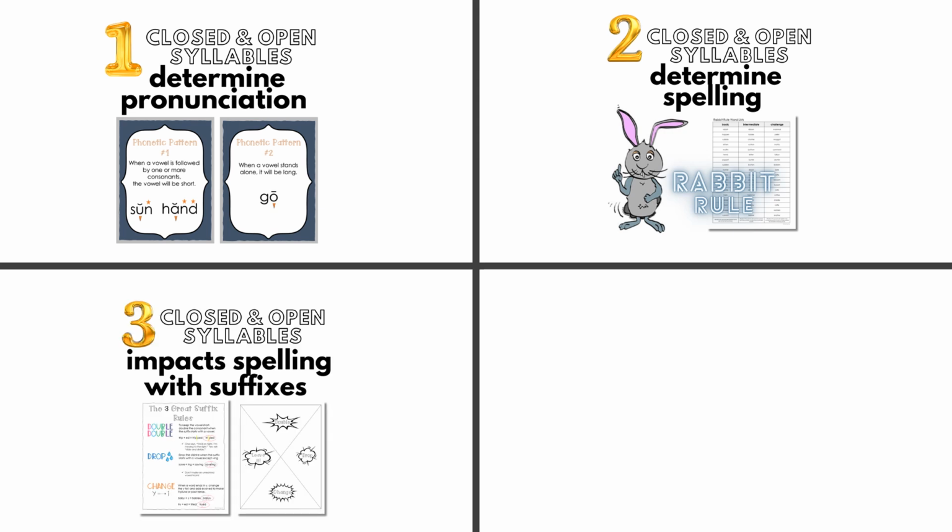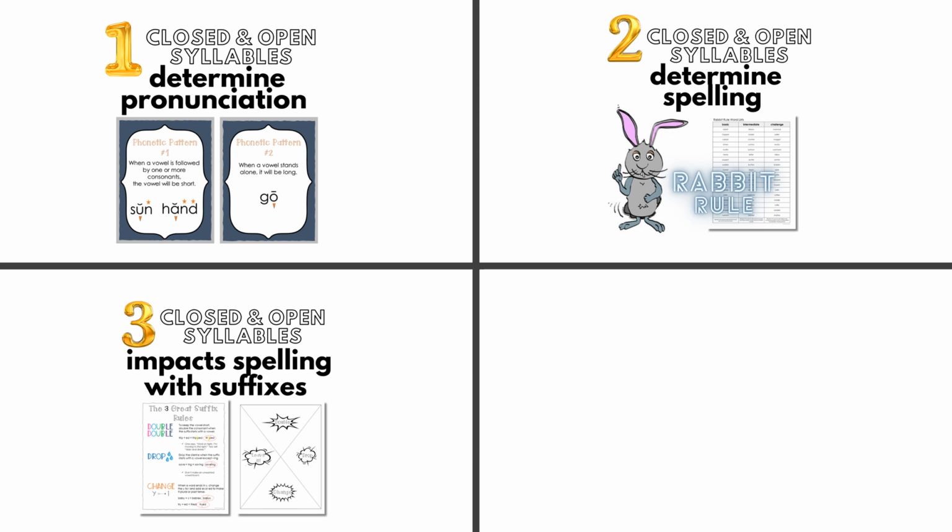Closed and open syllables often impact spelling when we get to morphology and when we're adding suffixes. Do I have to double a consonant to keep a vowel short? Do I need to drop a final E in order to not make an unwanted vowel team? Do I need to change Y to I?